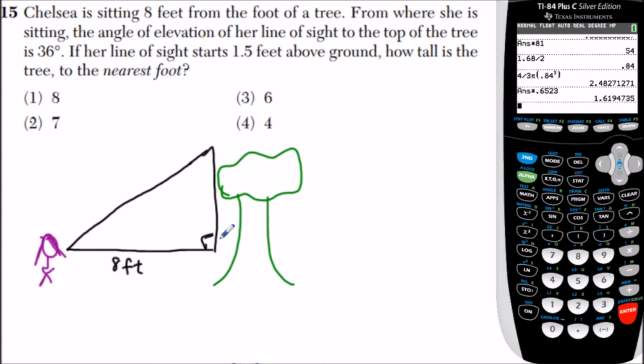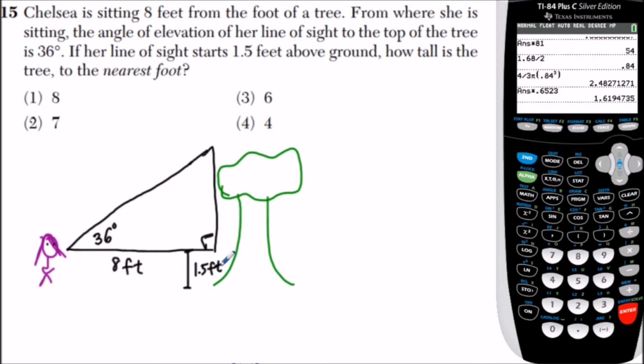And what other labels were we given here? The angle of elevation is 36 degrees. So 36 degrees. And all right, so her line of sight starts 1.5 feet above the ground, so her eyesight is here, the distance from her eyes to the ground, this vertical distance here, is 1.5 feet.